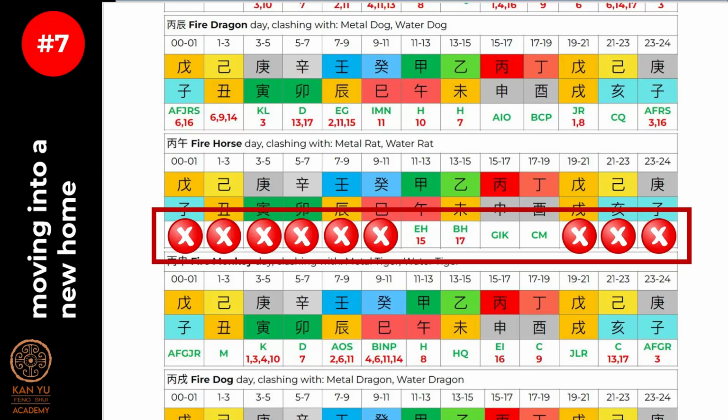Then we have the wood horse hour. It carries 2 favorable stars and the self-penalty star, which is a minor karmic star. Since the horse is doing the self-penalty, you should avoid this star if you have another horse in your birth chart, especially under the day master. If not, this is an acceptable time.